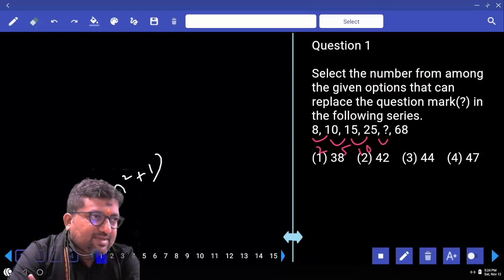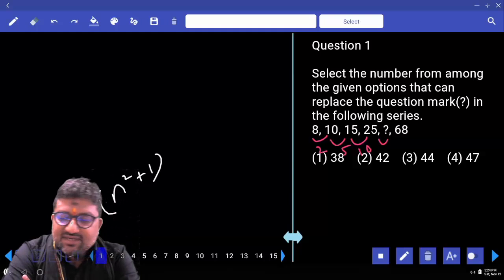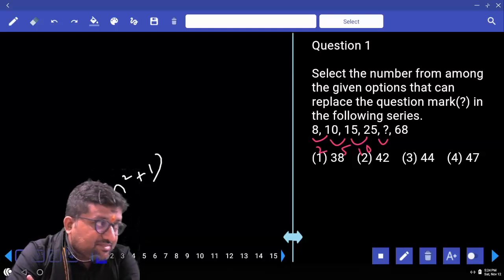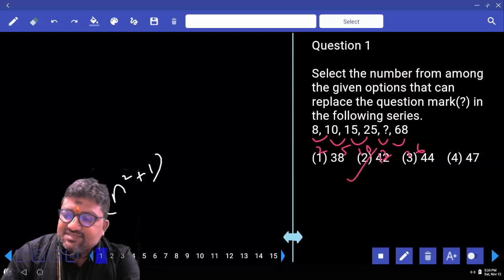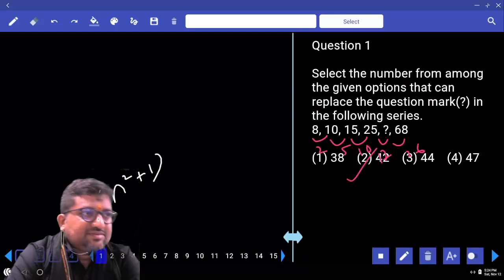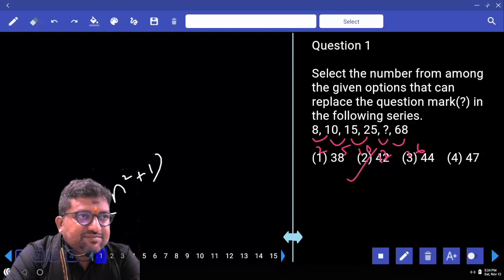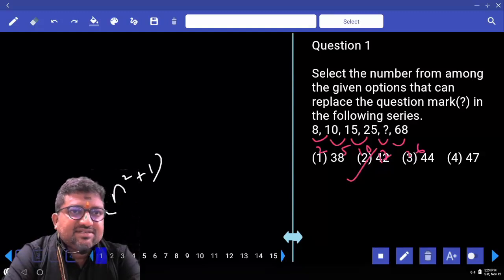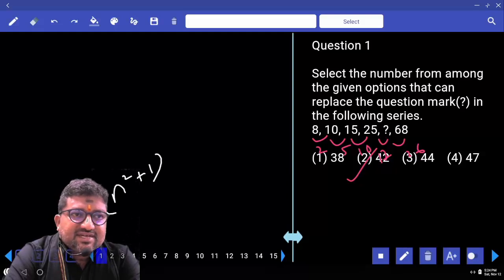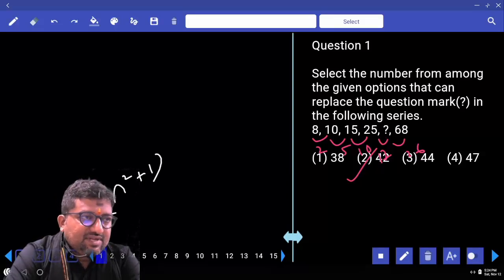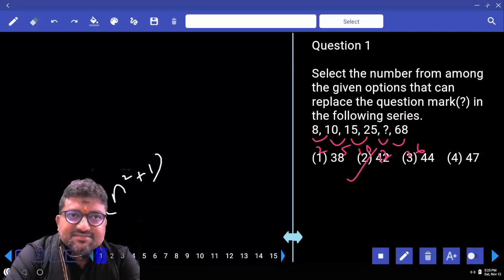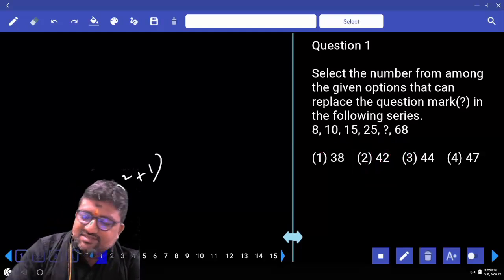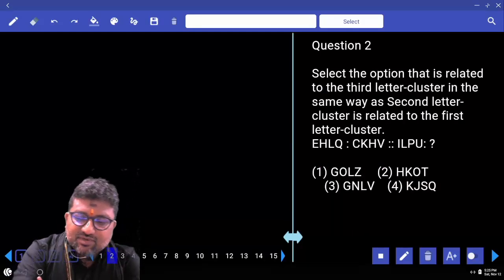2 is 1 square plus 1. 5 is 2 square plus 1. 10 is 3 square plus 1. What's my next number? 4 square plus 1, 17. 5 square plus 1, 26. 25 plus 17, 42. Done. Taking the difference of differences, you are wasting another 10 seconds. Every second saved in CGL will help us to score more and more marks. Is this clear, everyone? Because reasoning is the part where you have to score the maximum number of marks.